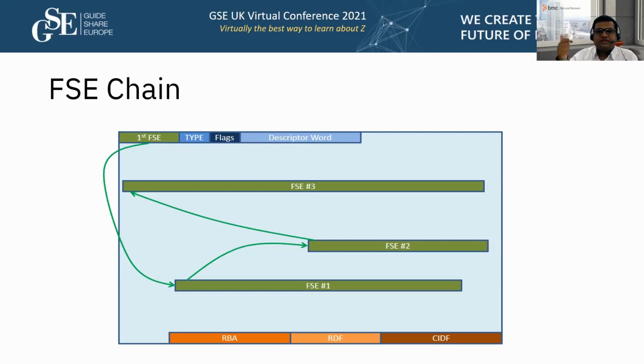So the block points to the first free space element. That first free space element points to the second free space element. That second free space element points to the third free space element, and so on and so forth. They do not need to be continuous. They could be randomly present in the entire area. And within a free space element, if it is less than 4 bytes, then we call it a scrap. And then you have the block trailer, which is the RBA, RDF, and then the CIDF.